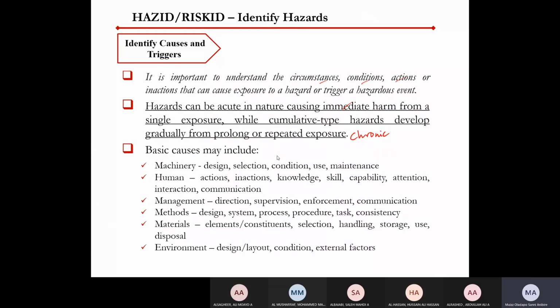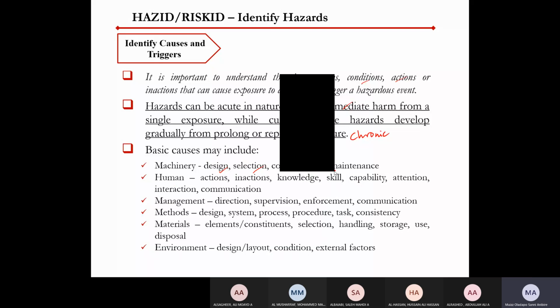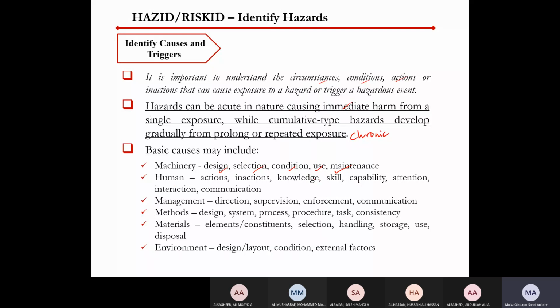Now, basic causes, that is causes or triggers of those hazards, may include machinery design: poor design, poor selection, poor condition, or poor use when it's not used in the proper way, like the forklift not used for the right thing, and poor maintenance of the equipment. It could come from actions or inactions of humans, like unsafe acts, lack of knowledge and training, lack of skill, capability, inattention, interaction and communication, distraction. It could come from management, the system in the organization, where you have poor direction and supervision, lack of enforcement of safety rules and regulations, and poor communication between management and the shop floor operations.